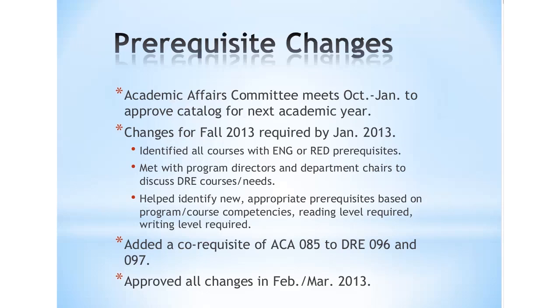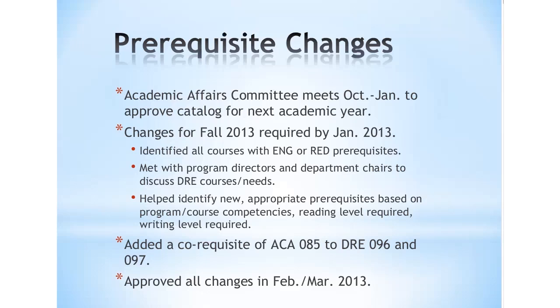Our academic affairs committee generally meets in the fall to approve the catalog for the next academic year. So once we identified that we were going to make this change and convert to DRE courses in the fall of 2013, we knew that we had to get all this in the catalog by January. As you can see a little further down the slide, we actually got everything pretty much done in February or March. But still, we have felt this driving force to get things together really almost a year ahead, or 8 months ahead.